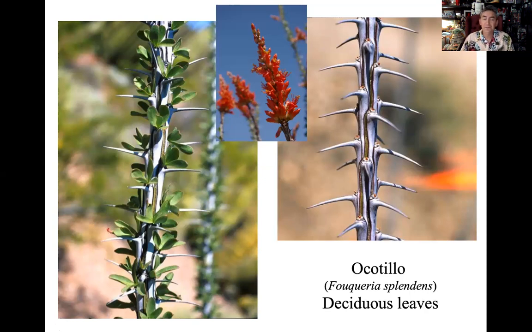Very high up, you see these clusters of red flowers, and you should remember what type of organism the plant is trying to attract with red flowers. Right? So up high, 12, 15 feet up in the air, sometimes we see these red flowers there. So Ocotillo.